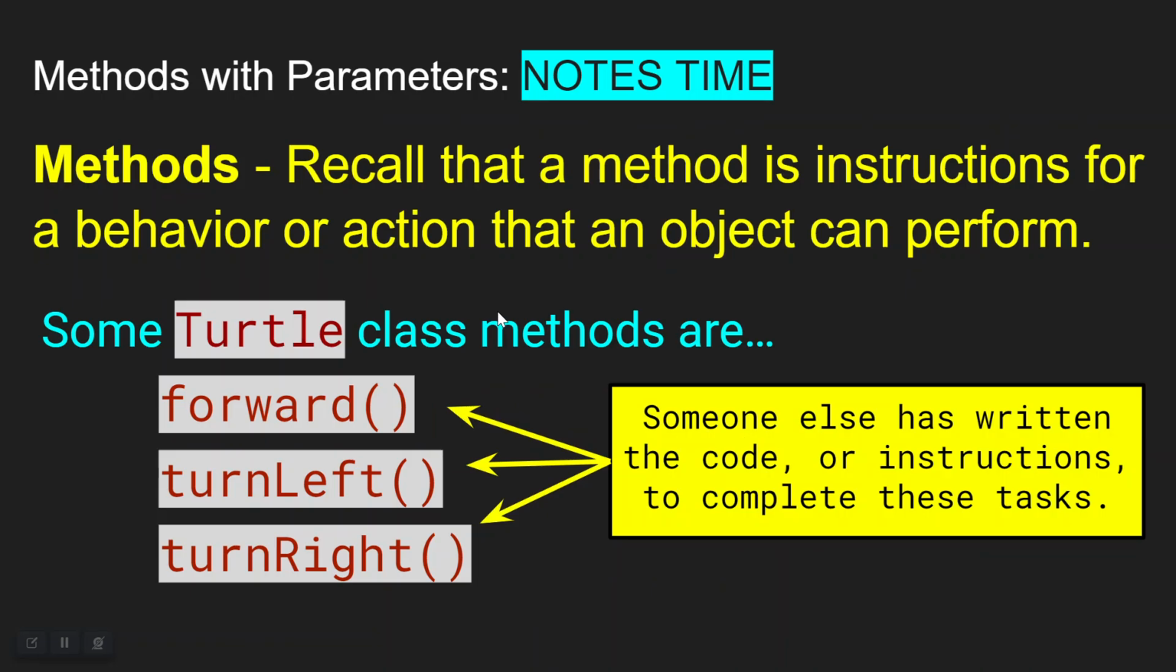All right, so let's just recall a couple of things. Remember that a method is instructions for a behavior or an action that an object can perform. And recently you've started working with the Turtle class, and we have some Turtle class methods right here. Every time you call forward, turn left, or turn right, you are calling a method. And just remember that someone else has already written that code or those instructions in order to complete those tasks.